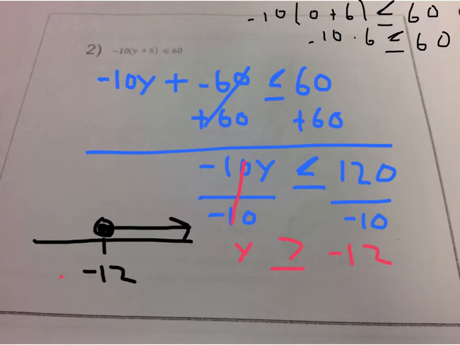And negative 10 times 6 is negative 60. So what you're going to see here is negative 60 is less than or equal to 60. And, of course, negative 60 is much less than 60, so that works. That checked out. So that's my check.